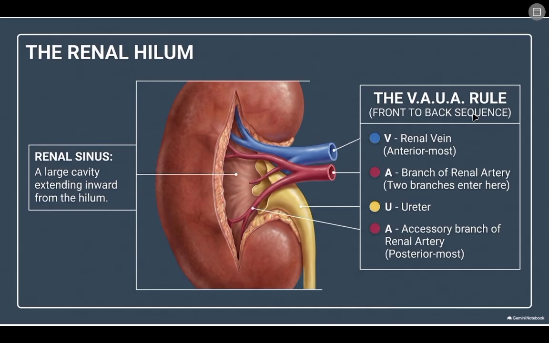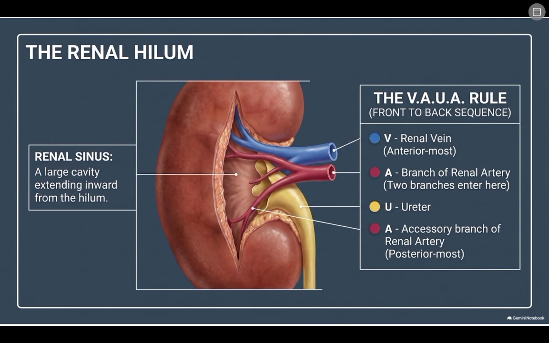So let's talk about the renal hilum. So what is the renal hilum? Anything called hilum is a place where lympho-neurovascular structures enter and leave. So when you hear renal, it is related to the kidney. So the renal hilum is where lympho-neurovascular structures enter and leave the kidney.